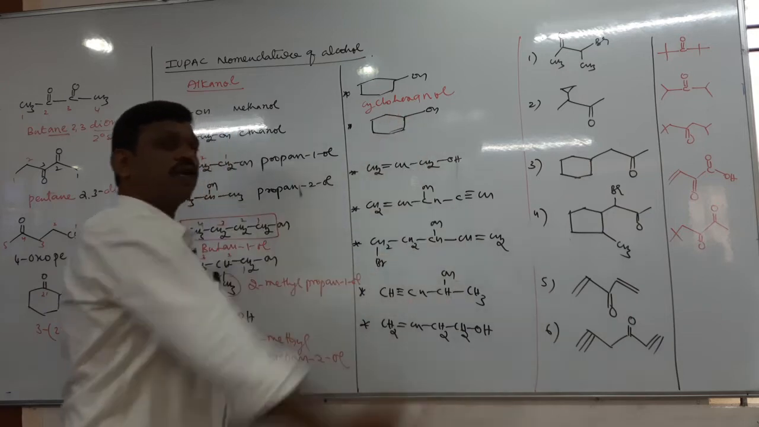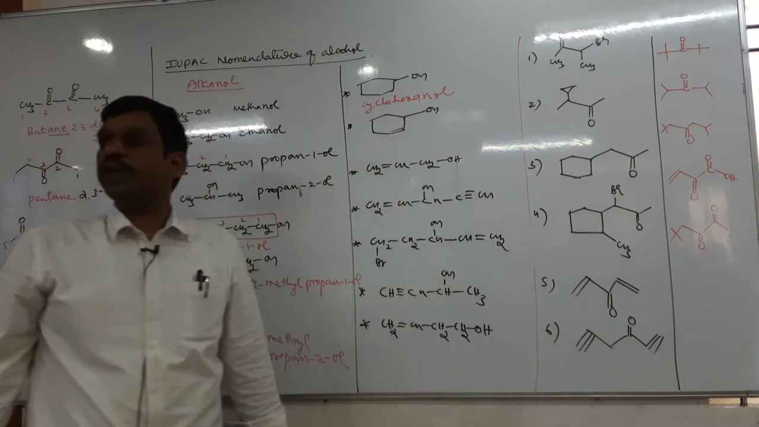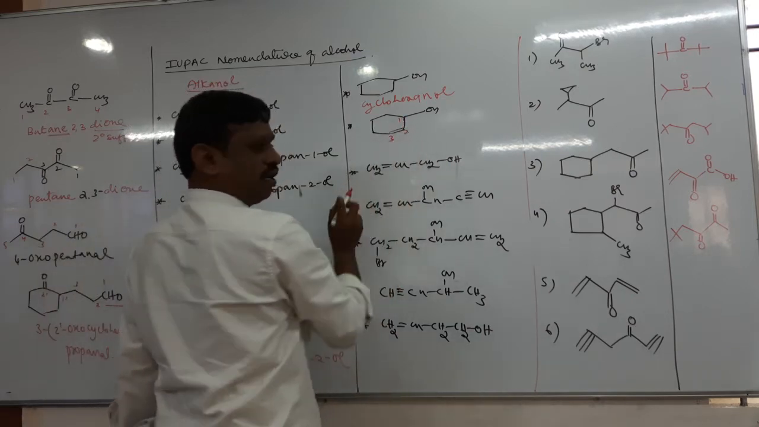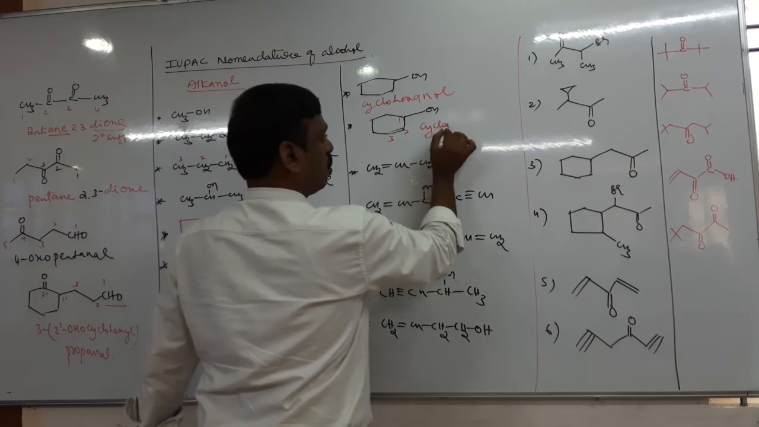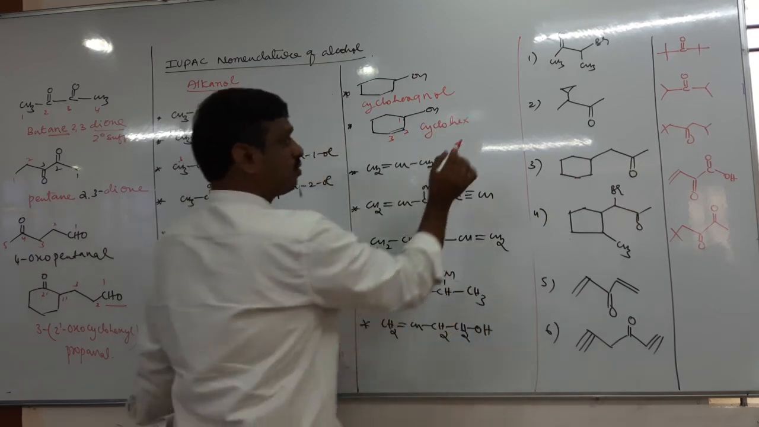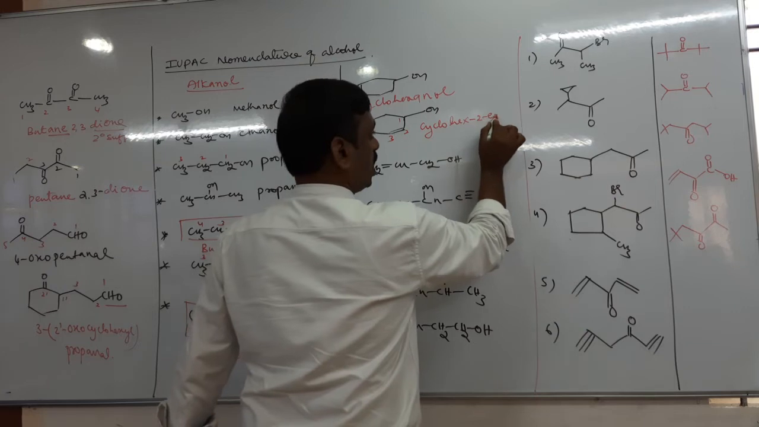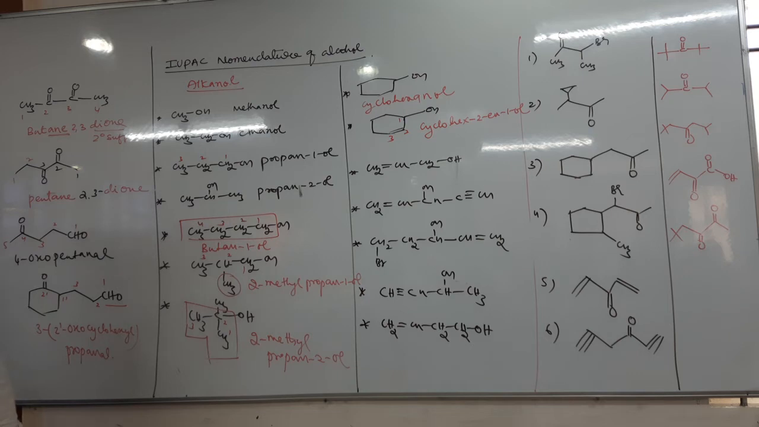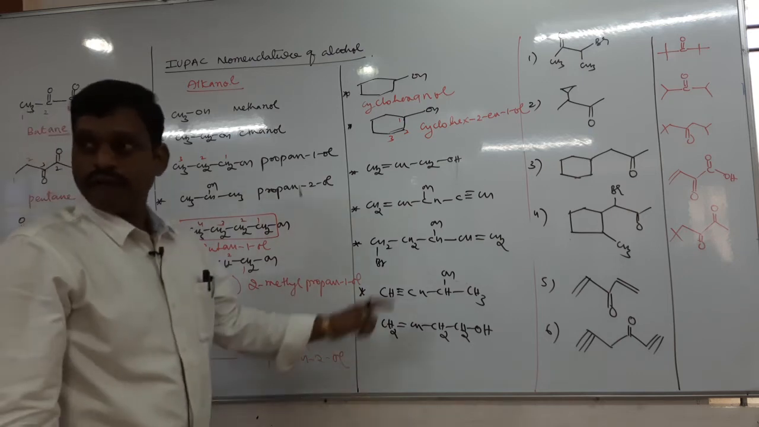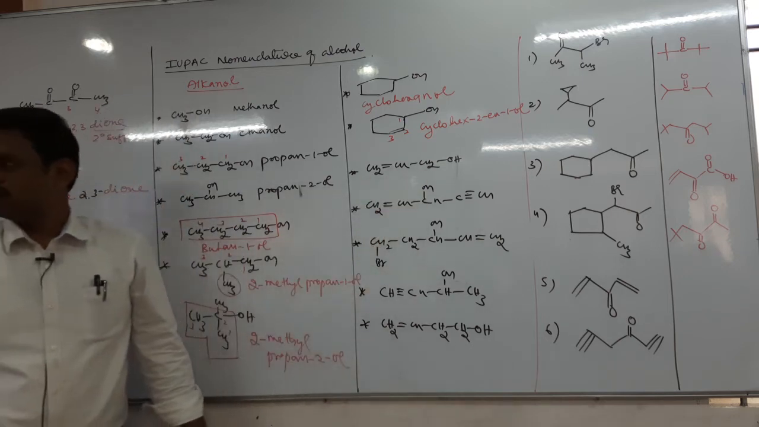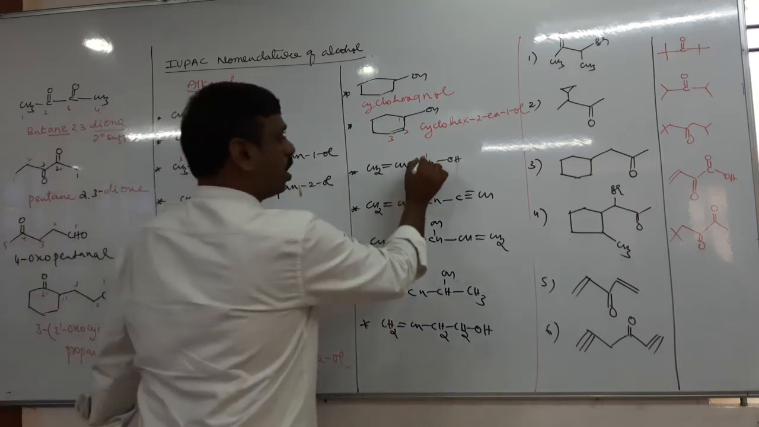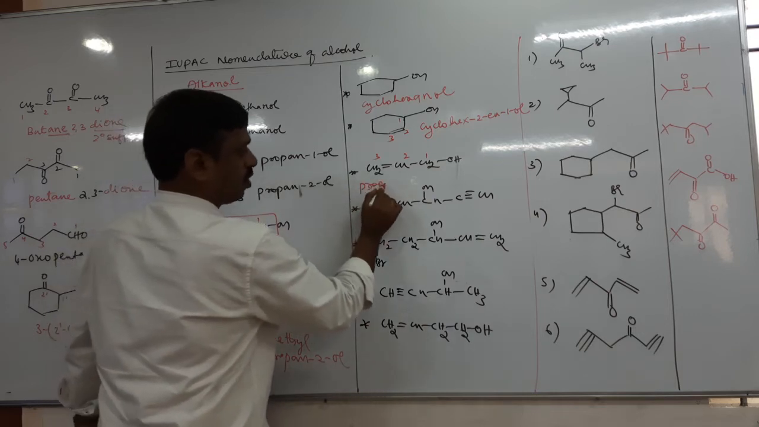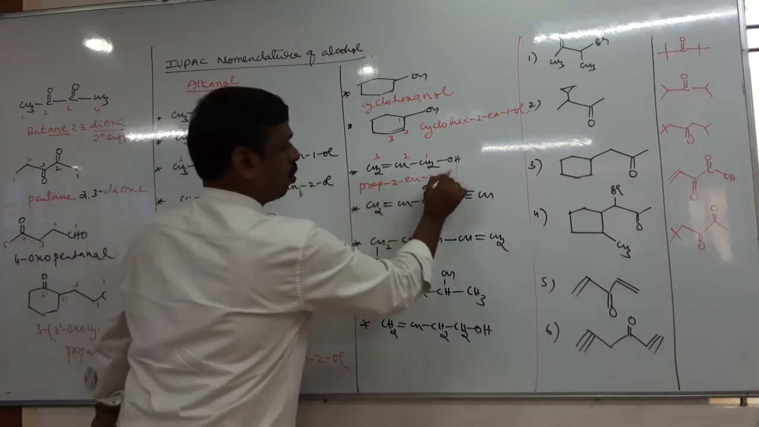Next, a double bond is there and OH is there. Which has to get more priority? OH. Therefore, give the numbering OH 1, it is 2, 3. Okay, then cyclohex-2-en-1-ol. Understand? Next, double bond and OH group. OH has to get more priority. 1, 2, 3. Tell me, it is prop-2-en-1-ol.